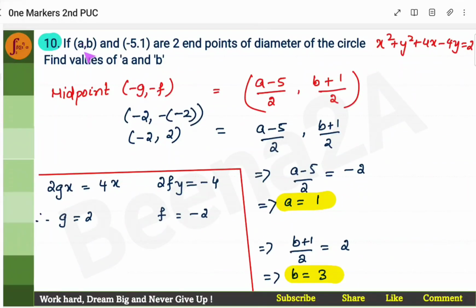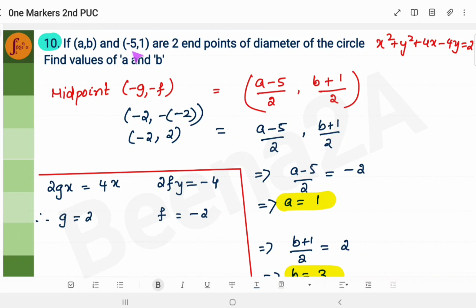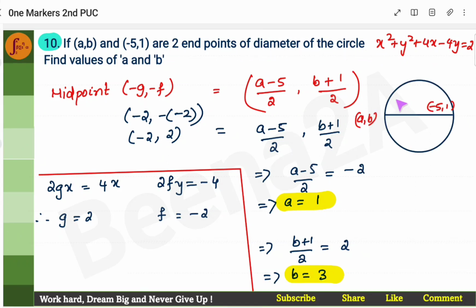The last problem: if (a, b) and (-5, 1) are two endpoints of the diameter of the circle, basically you have a circle, a diameter is there, the two ends of the diameter are given, one end is (a, b), one end is (-5, 1). The equation is also given, find the values of a and b, right? Now again you'll have to use the center, you'll have to use the midpoint formula. The midpoint of the diameter is the center, you'll get the center from this.